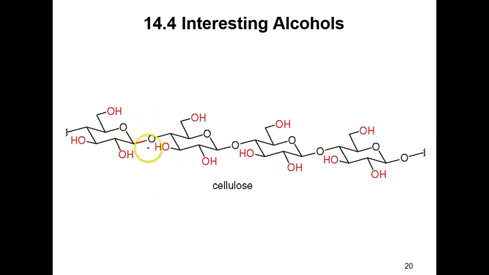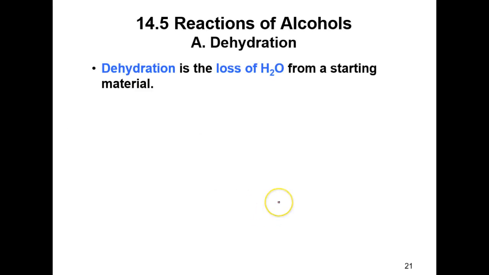These bonds are much stronger. They do not break as easily. So that's what fiber is. Fiber is basically sugars that do not break very easily. Our bodies can't break them down. So that's why fiber just goes through us and doesn't really get metabolized. All right, so I'm going to pause right there because we're going to start getting into our first chemical reaction with alcohols.